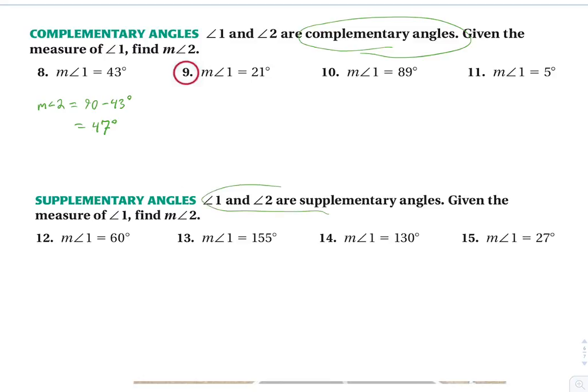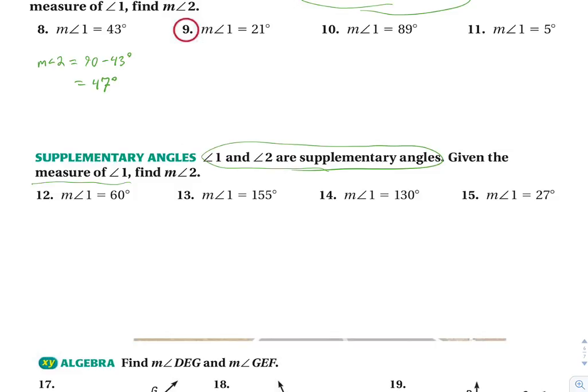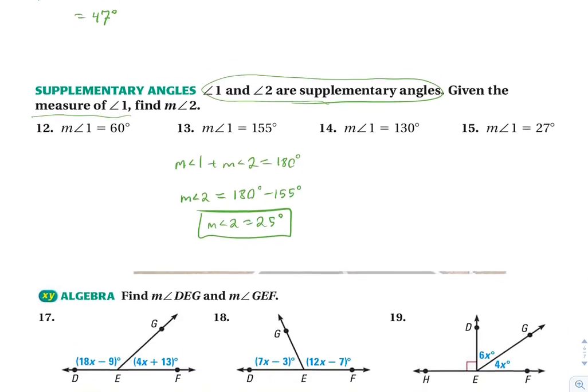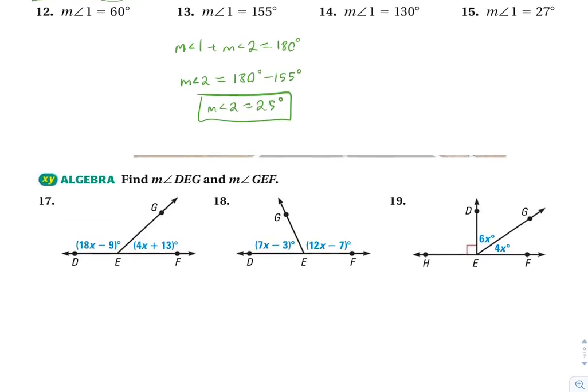In the next one, we have two angles are supplementary. So if we're given the measure of angle 1, what's the measure of angle 2? Well, we know the measure of angle 1 plus the measure of angle 2 adds up to 180 degrees. So the leftover measure of angle 2 must be just the total 180 minus the 155 we already have. So that's going to be the measure of angle 2 is 25 degrees. Perfect. Again, all the rest here are the same, so we're just going to skip through those.